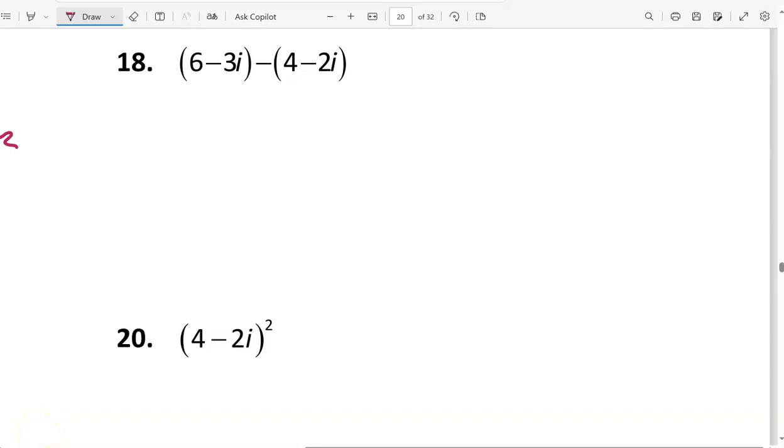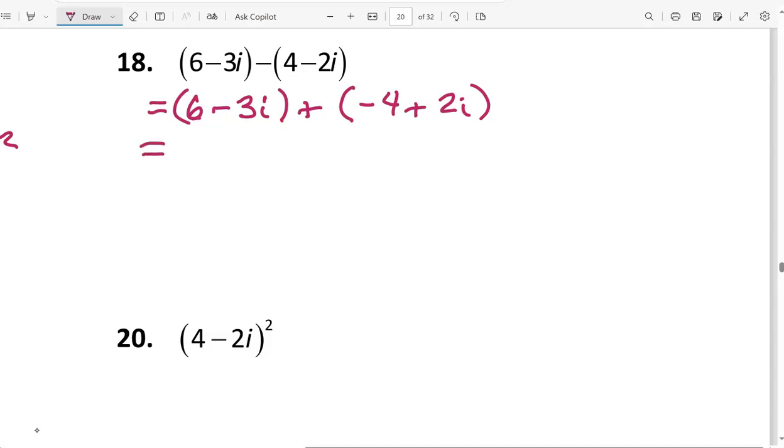In number 18, do not use the FOIL method. Why not? This is not multiplication. This is subtraction. If we read, it says 6 minus 3i minus 4 minus 2i. Remember that when we subtract, it is the same thing as adding the opposite. So the opposite of 4 minus 2i is negative 4 plus 2i. Now we can just add the real parts. 6 and negative 4 are 2, and negative 3i plus 2i is negative i. So final answer is 2 minus i.